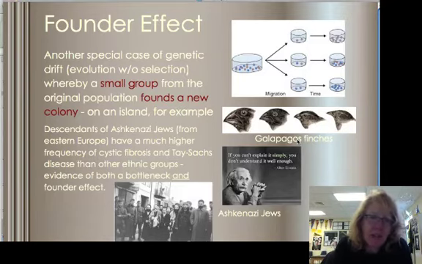Another example of bottleneck and founder effect would be what happened with the Ashkenazi Jews. Ashkenazi Jews are a group of Eastern European Jews that, due to historical events, was greatly reduced. So current populations of Jews tend to be related to a very small number of ancestors. And again, we have bottleneck and founder kind of going on at the same time with those folks. And Einstein, by the way, is a good example of an Ashkenazi Jew.